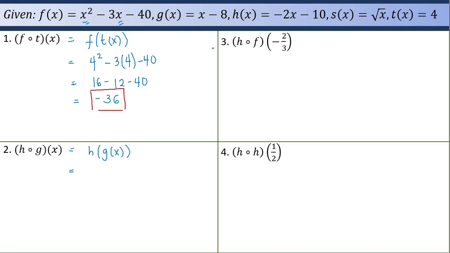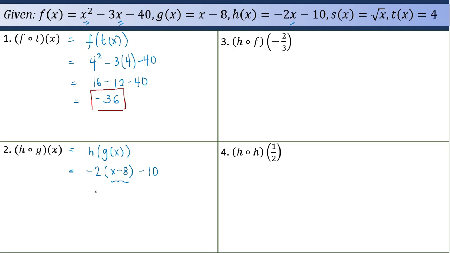Ano ang ating h of x? We have negative 2x minus 10. Okay? So instead of writing negative 2x minus 10, yung x natin ay papalitan natin ng g of x, which in this case is x minus 8. Okay? Of course, wag natin kalimutan yung minus 10. Okay, so we have negative 2 times x minus 8 minus 10. Yung g mo na x minus 8 ay sinubstitute mo doon kay h.